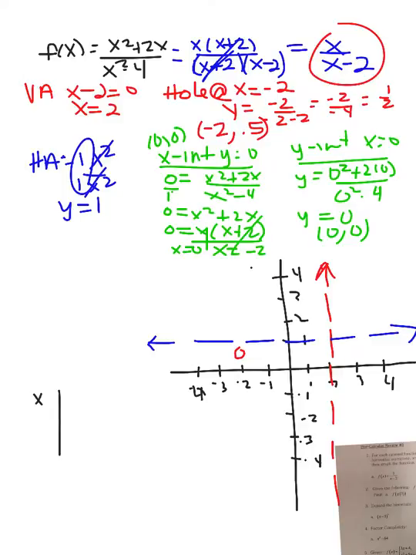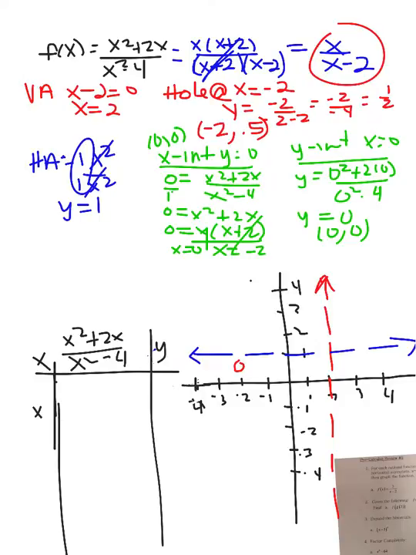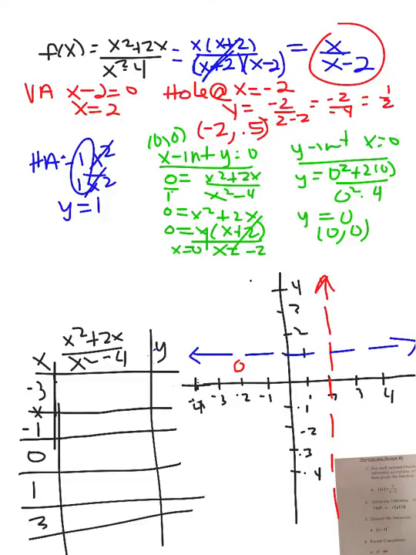Okay, so we're going to have an x column. I'm just going to make a little bit more room here. All right, so I have x, I'm going to use x squared plus 2x over x squared minus 4, and y. So I need a point to the left of my hole, so I'm going to use negative 3. To the right of my hole, I'm going to use negative 1. I'm going to use 0, 1, and then to the right of my vertical asymptote, we'll use 3 and 4.